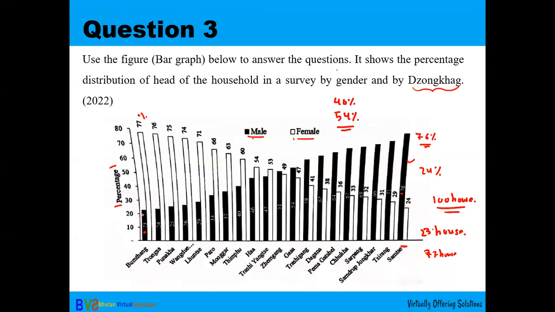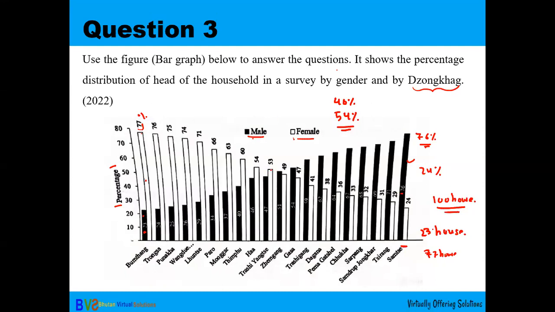You just have to see this. Black, what does it represent? White, what does it represent? White represents the female head of the household, and black represents male. I hope you have understood this.